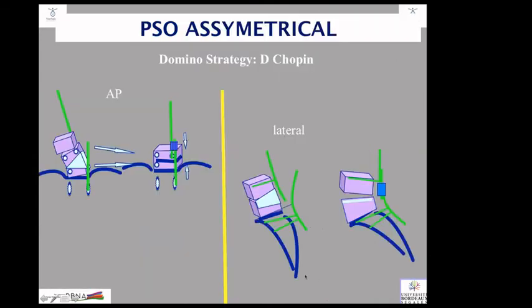The asymmetrical PSO is the technique developed by Daniel Chopin. It was 20 years ago, and I saw it with him at this time. When you have to make this correction with very rigid scoliosis at this level, with a curve between L4 and L5, for instance, you do this asymmetrical resection on one side. You can even put a cage on the other side, and you do the PSO posteriorly.